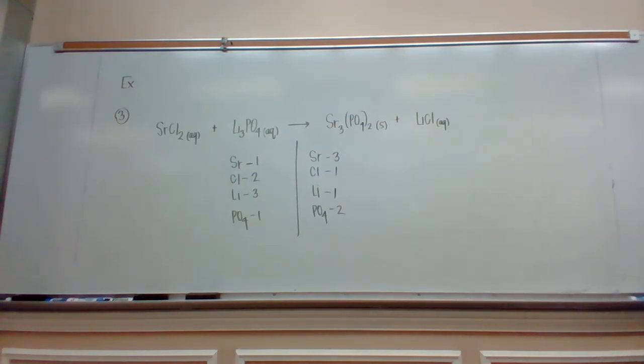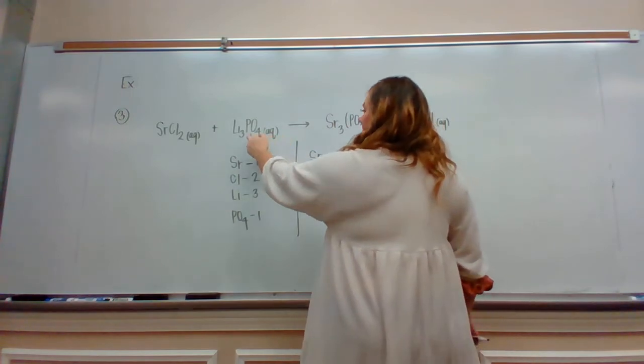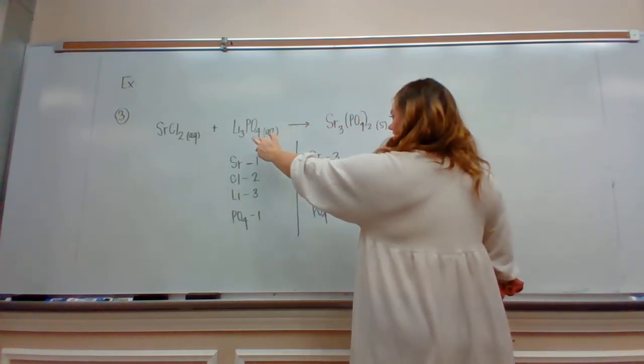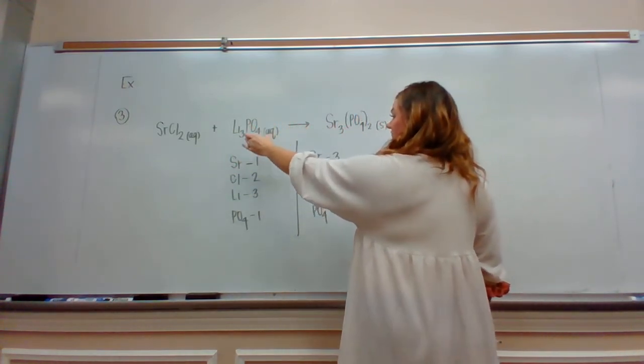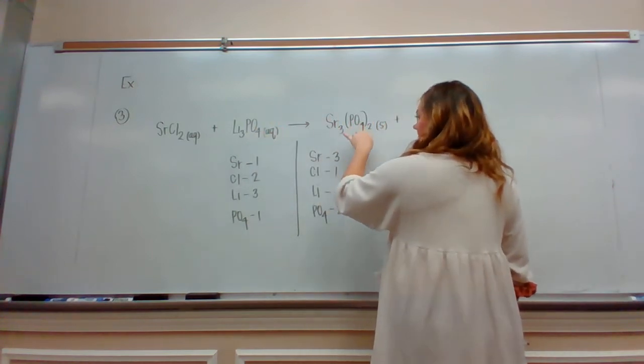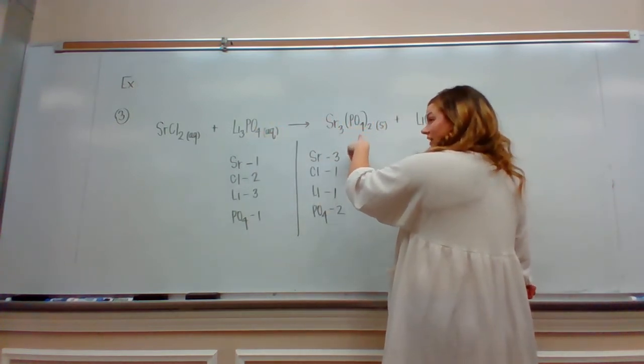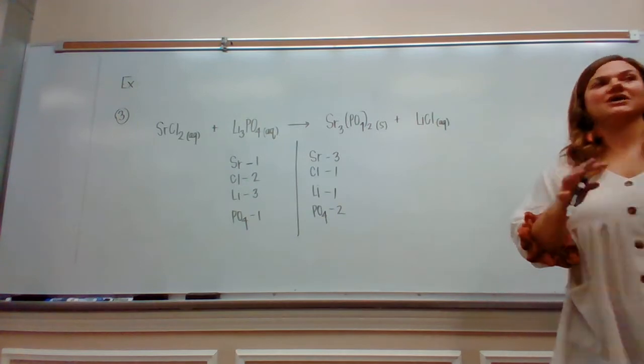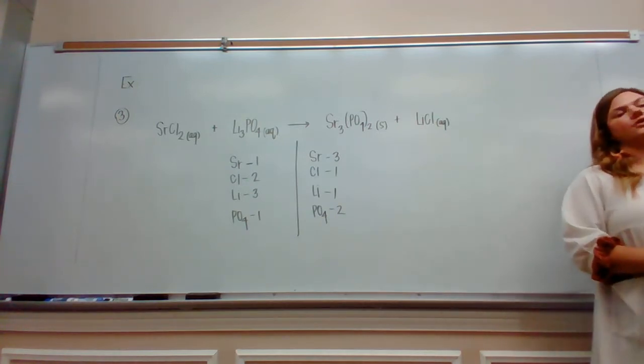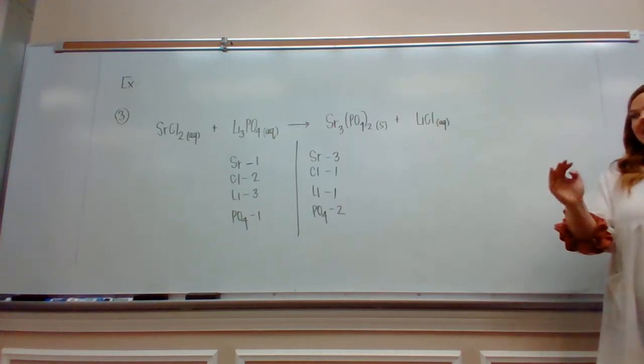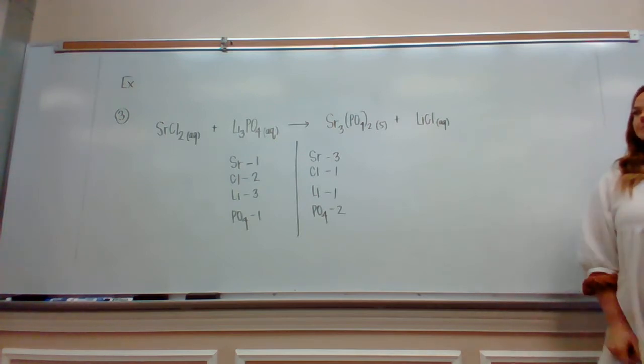Alright, so here's the equation. I have it written out for you, and then I went ahead and made my chart. Notice that I've kept the phosphate ion together. If phosphate doesn't change from one side to the other, in other words, if I have a phosphate ion on this side and a phosphate ion on this side, let's just balance it as the whole unit, okay? So don't worry about doing phosphorus and that oxygen individually.